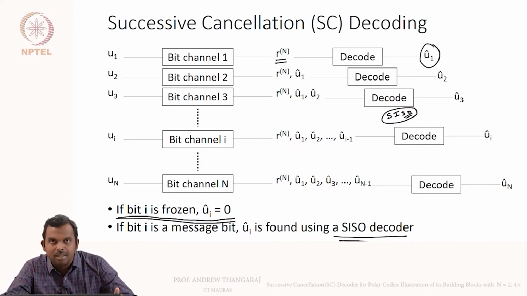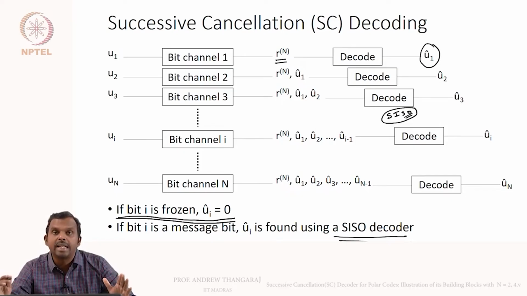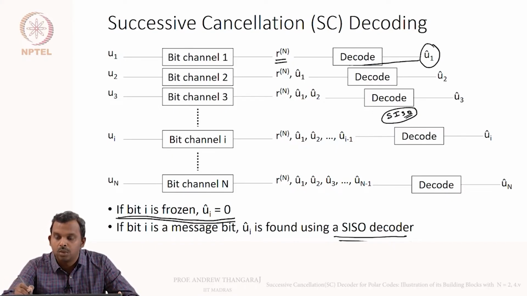I haven't told you what this SISO decoder is. I will describe that in the next few slides, but this is essentially the idea to try and recreate the bit channels at the receiver. How do you recreate the bit channels? Again, you simply decode. You decode u1 and then use it here. Once you have u1 hat, you use Rn and u1 together, and then you decode u2, and so on. You proceed like this.